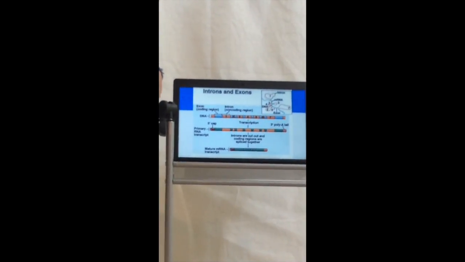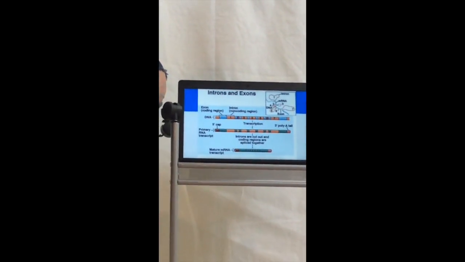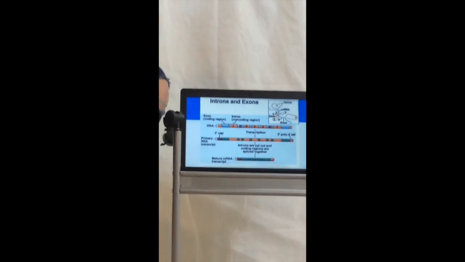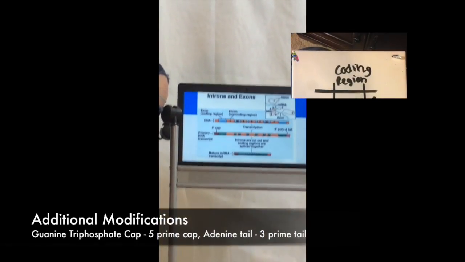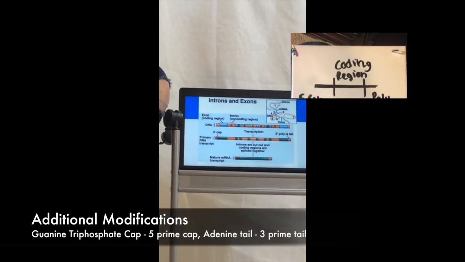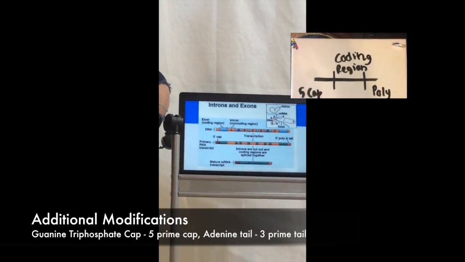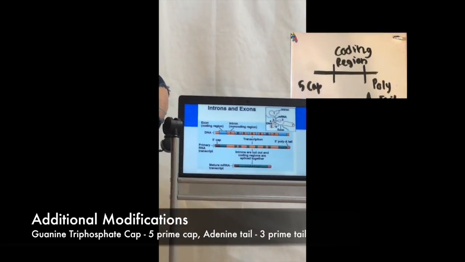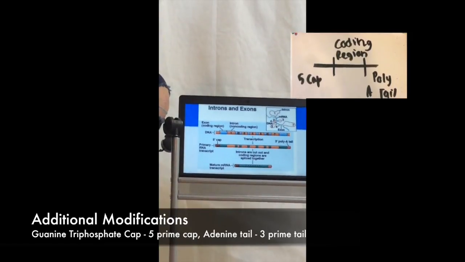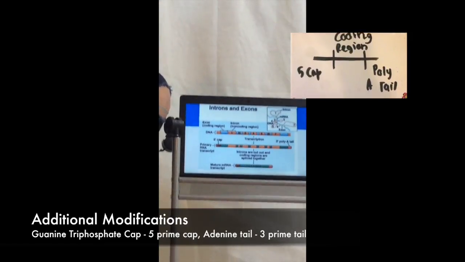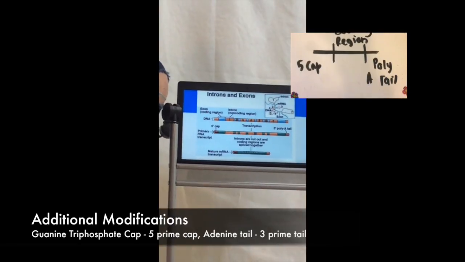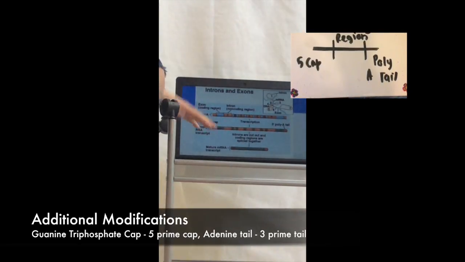Because introns are unnecessary, they are removed through a process called RNA splicing. In addition to this, a guanine triphosphate cap, called a 5' cap, is added to the 5' end of the newly formed RNA, and a 3' tail composed of adenines is added to the 3' end. These modifications make it easier for mRNA to leave the nucleus and connect with other organelles later on.